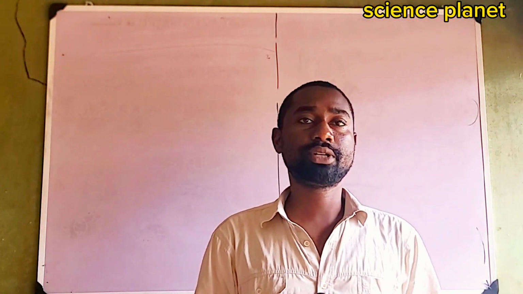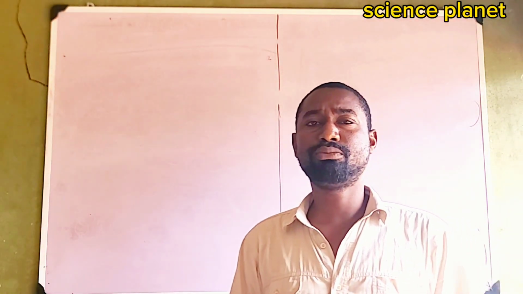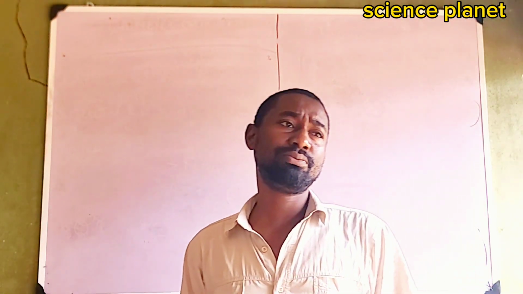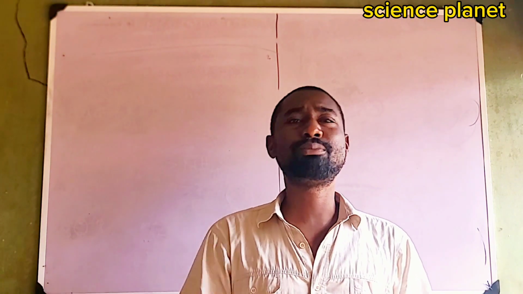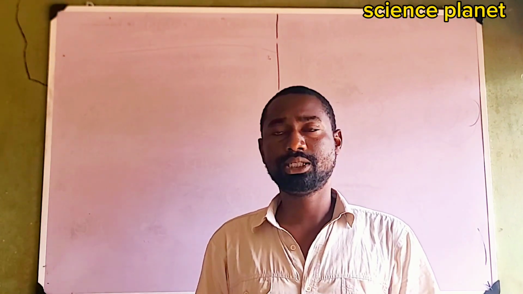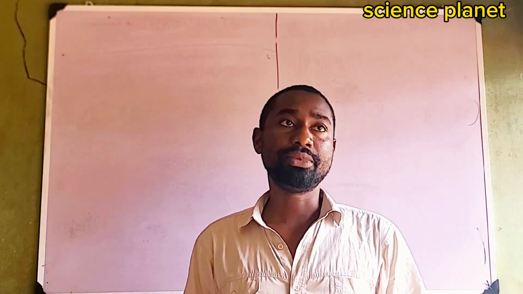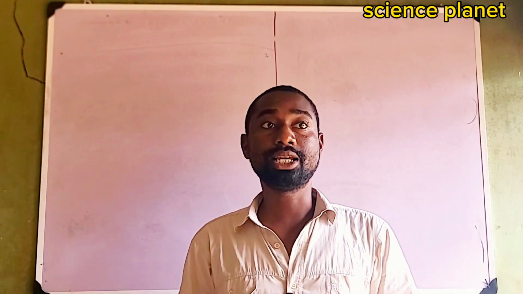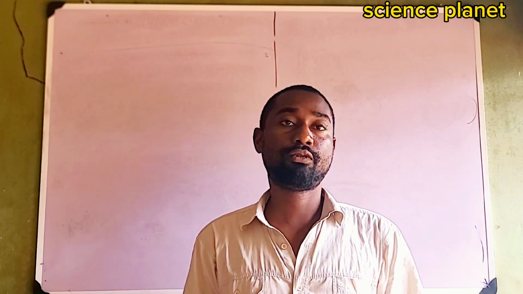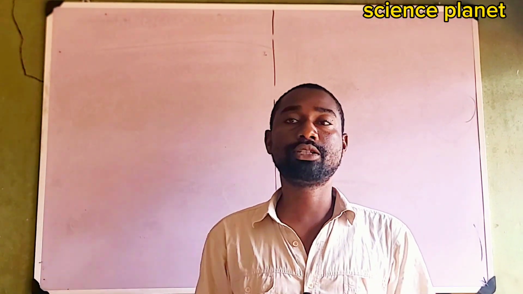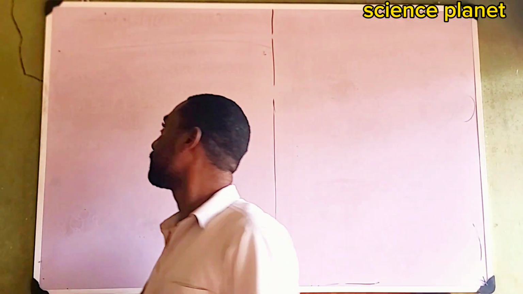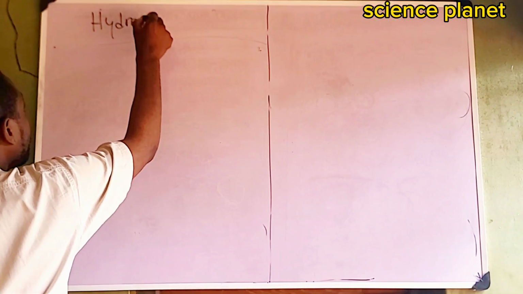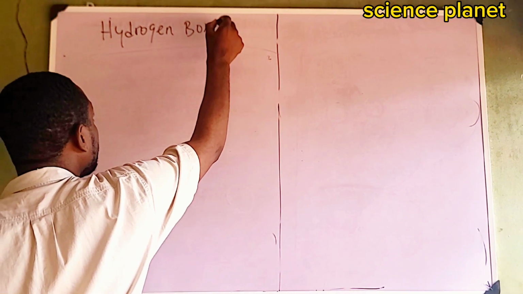You are welcome to another chemistry class, and today we are going to be looking at hydrogen bonding. It's just another type of bond. So, what is hydrogen bond? Hydrogen bond is a dipole-dipole intermolecular bonding that involves hydrogen and highly electronegative elements, which is NOF. In bracket NOF, that is nitrogen, oxygen, and fluorine. So let's write it down. Hydrogen bond or bonding.